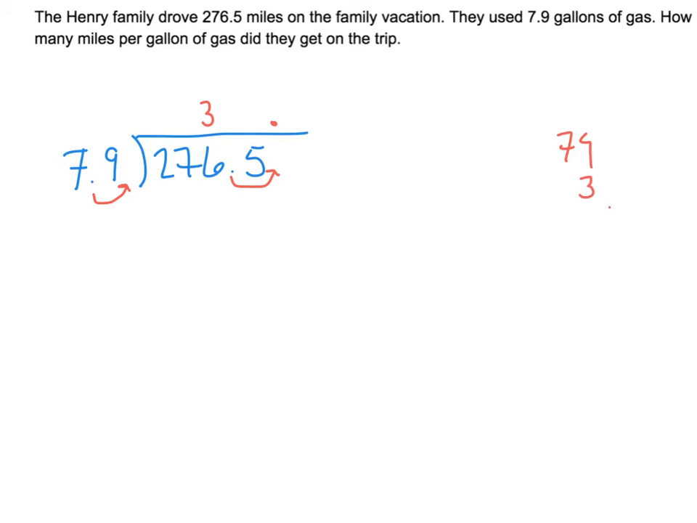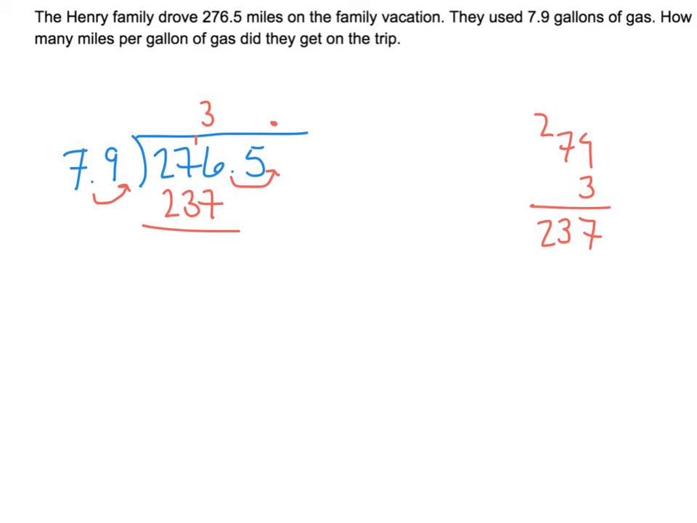79 times 3, well, 9 times 3 is 27. 3 times 7 is 21, plus 2 is 23, so that's 237. And I know that that's the best I can do because if I were to add in another 79, I would get a number that's higher than 276. So I can do my subtraction now.